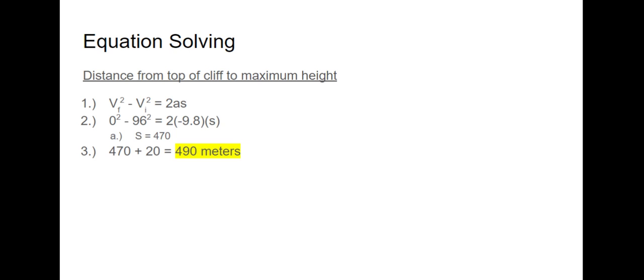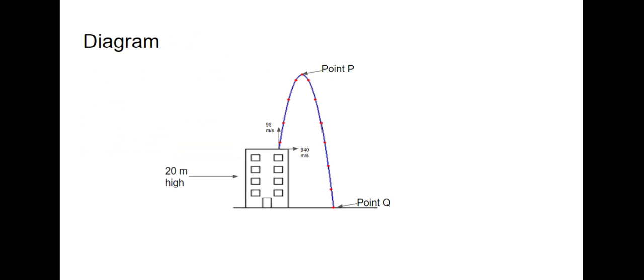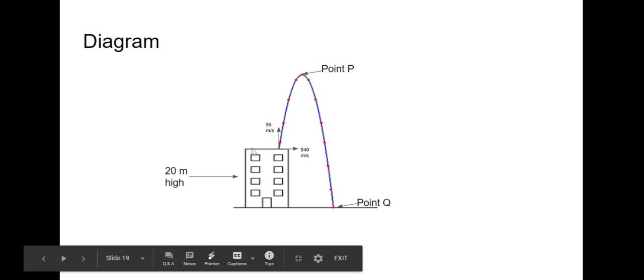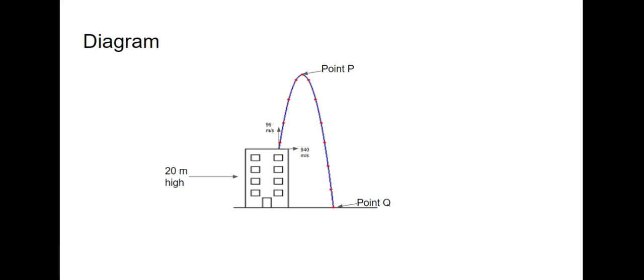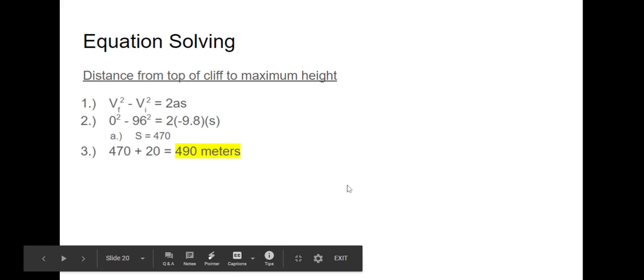However, this is not the final answer. We need to make sure to add the 20-meter distance, as you can see back here, from the top of the cliff to point Q. Hence, the distance between point P and point Q is 490 meters.